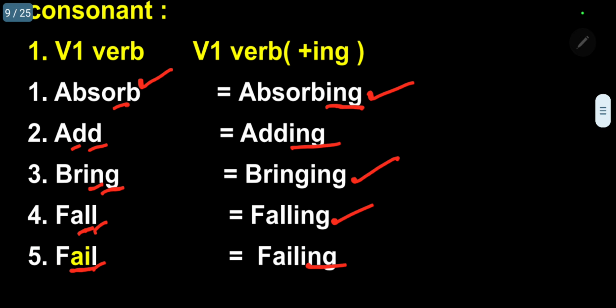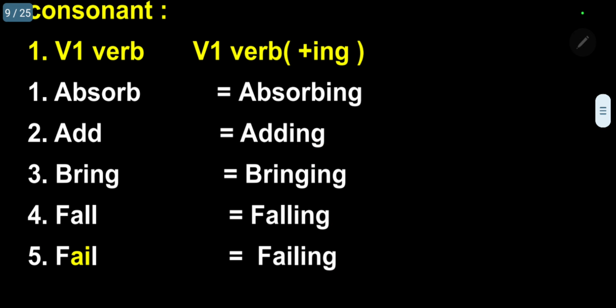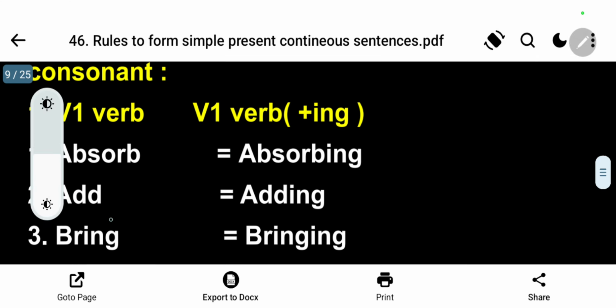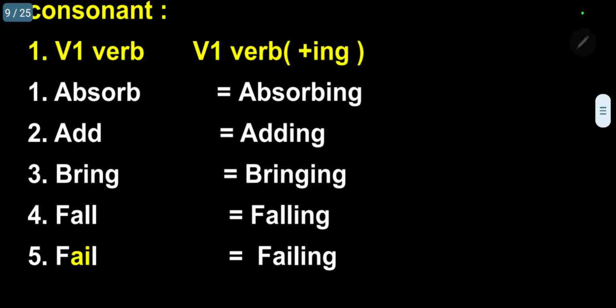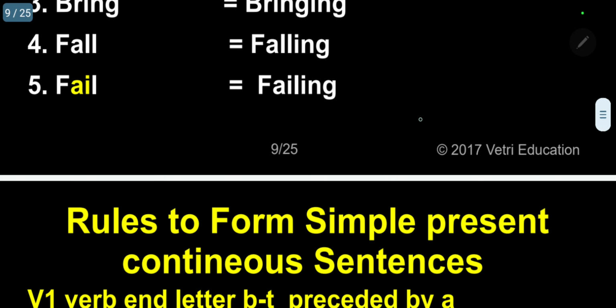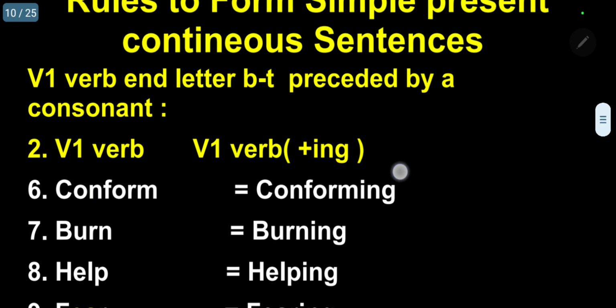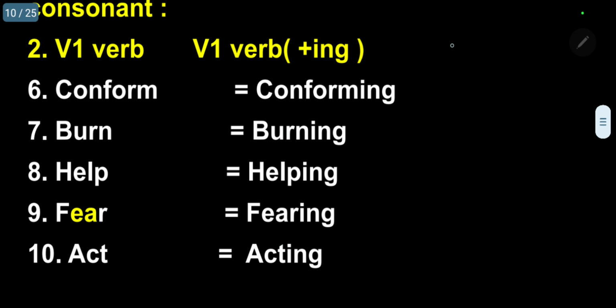One consonant or two vowels, if it is present, only ing should be added. Kindly follow. I am showing all the letters B, D, G, L. I am showing the next one. The list continues. Then M letter. The word is conform. Verb is conform.